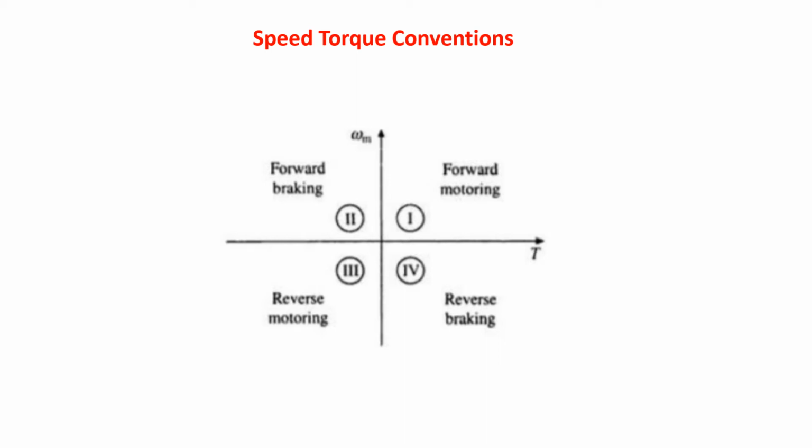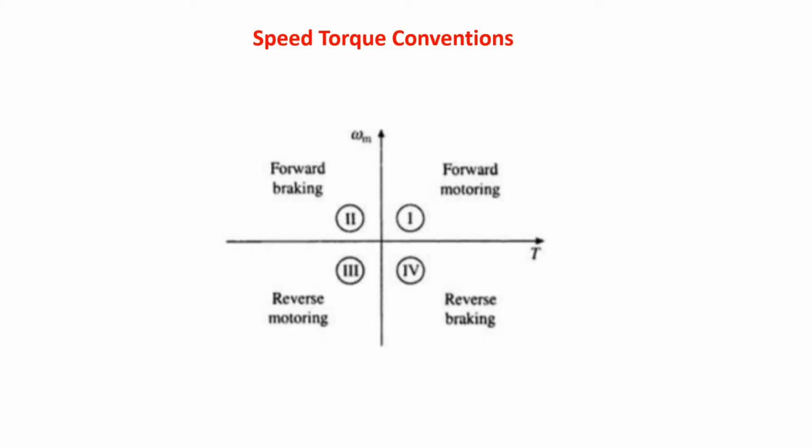In the case of quadrant 1, your torque as well as omega m is positive, so your power is positive. The machine works as a motor, which converts your electrical energy to mechanical energy and which supports the motion. That is in quadrant 1. So this is named forward motoring.